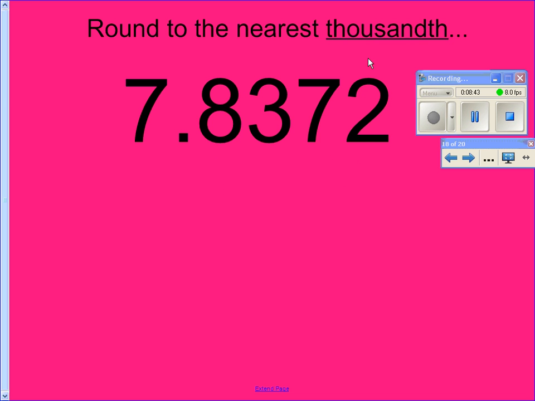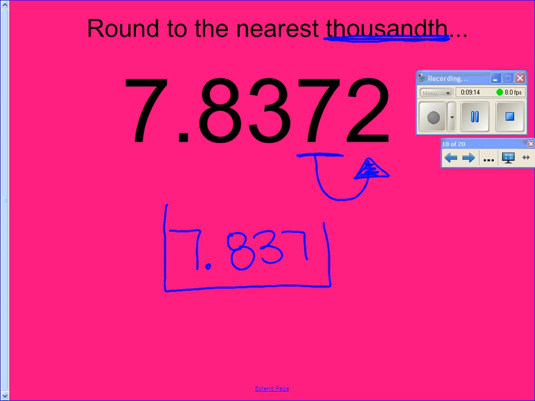This is the same one, but you're rounding to the nearest thousandth place. To the nearest thousandth. The thousandths place is 3 places after the decimal. So the 7 is in the thousandths place. The 7 looks to the 2, and the 2 is less than 5. So the 2 tells the 7 to stay the same. So this answer is 7 and 837 thousandths. Notice thousandths place has 3 places after the decimal, and there are 3 places after the decimal here.